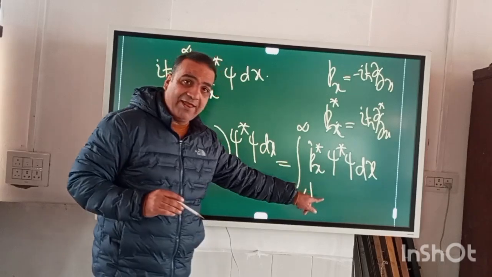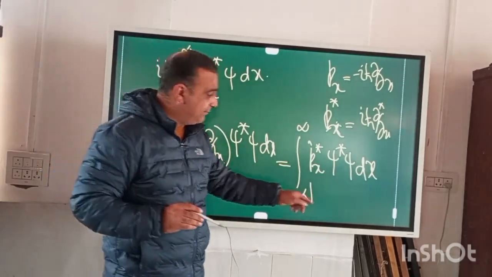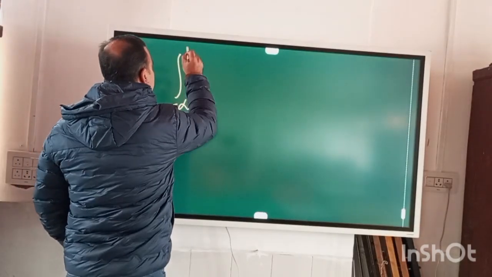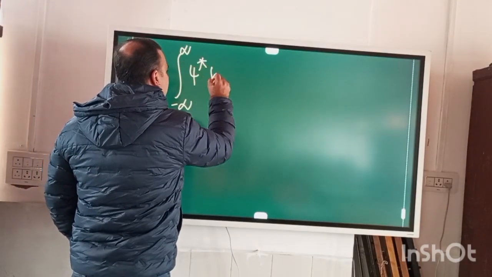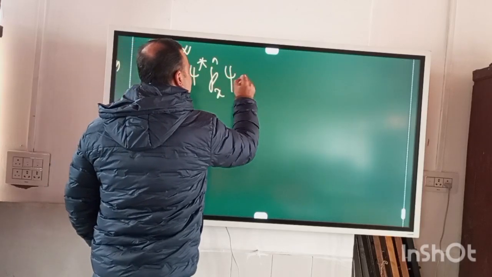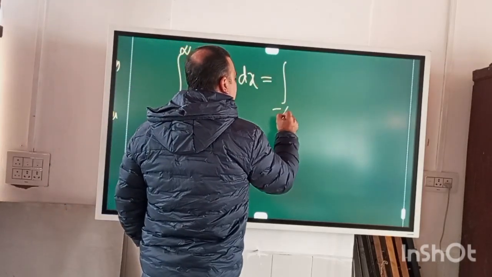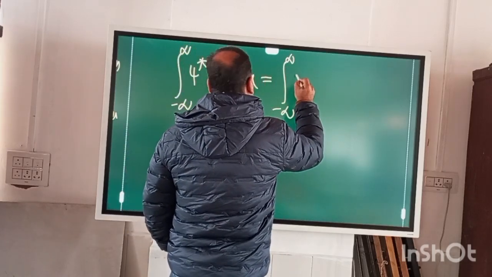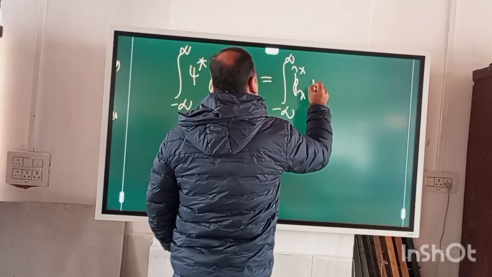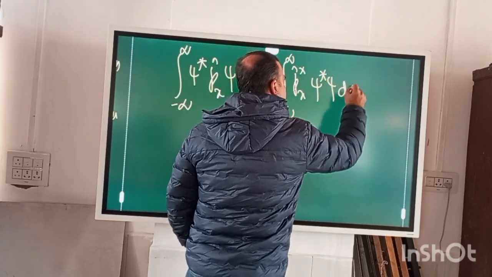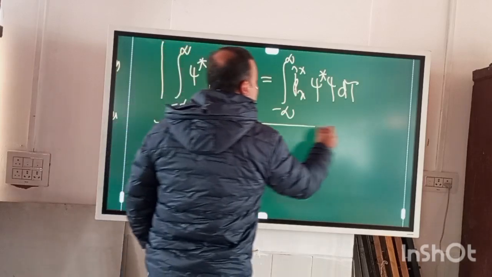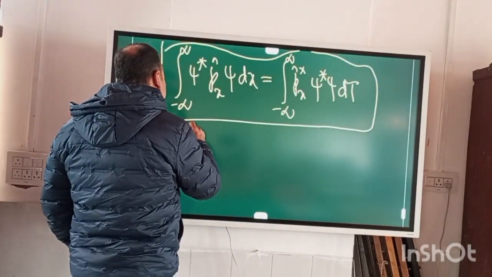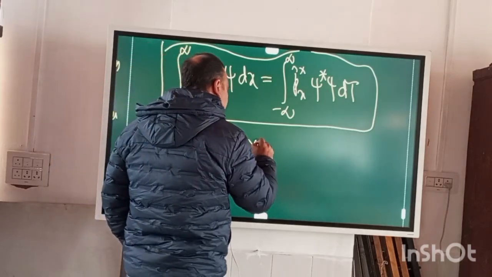So you can see the result that I have obtained here. This result is like this: you have an integral from minus infinity to infinity of psi star, then px cap, then psi dx. We have proved that this is equal to the integral from minus infinity to infinity of px cap star psi star times psi dx. So this equation is true. If this equation is true, then I can say that this px cap is a Hermitian operator.